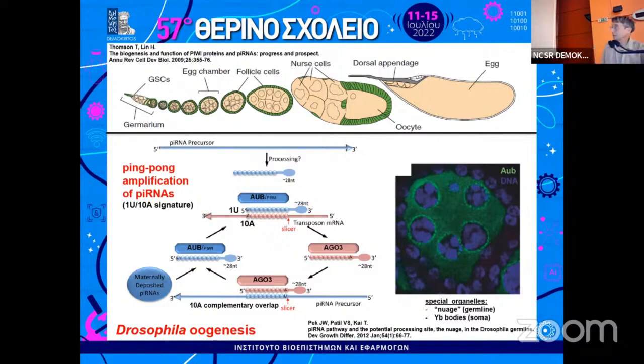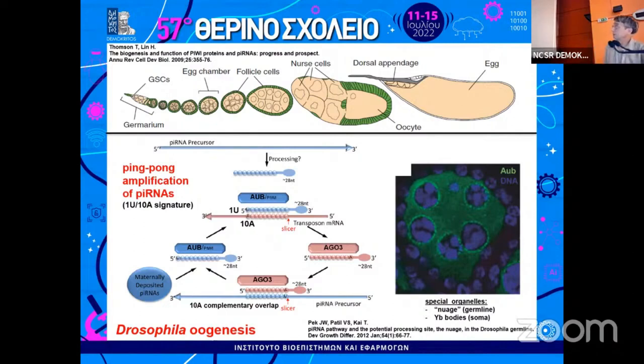When this cleavage is completed, a new piRNA precursor is generated, and this can then be incorporated in another PIWI protein, in this case Argonaute 3. This can slice again, and new secondary piRNAs of antisense orientation can be generated. This is an amplification mechanism for piRNAs, and the piRNAs can accumulate to high levels. This typically occurs in the germline cells.